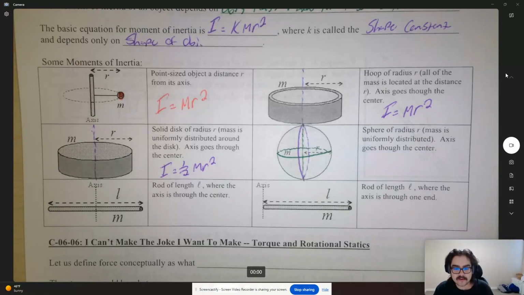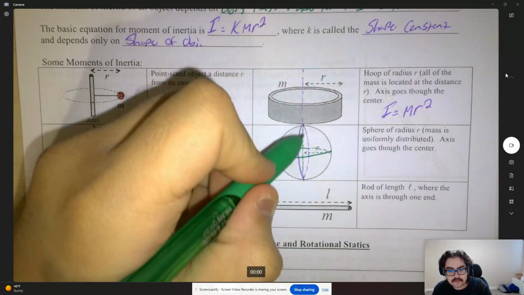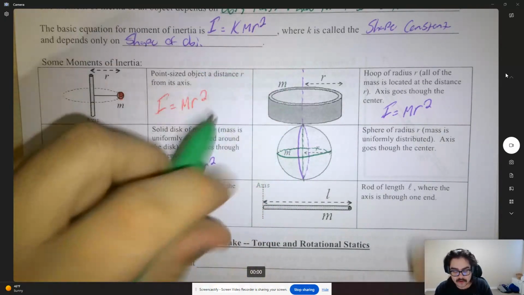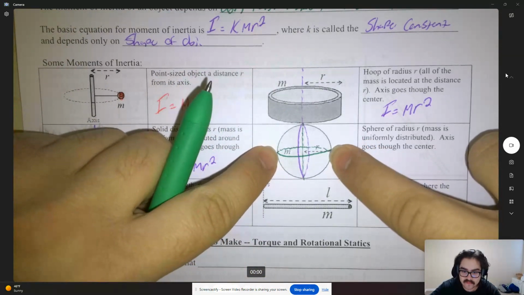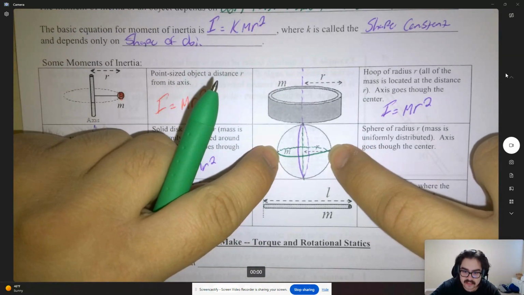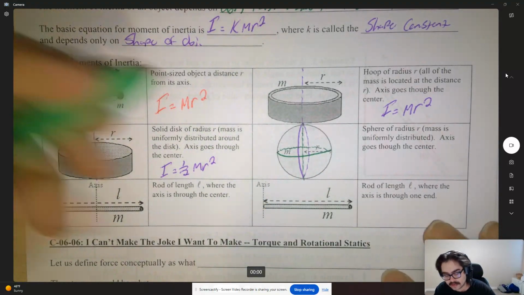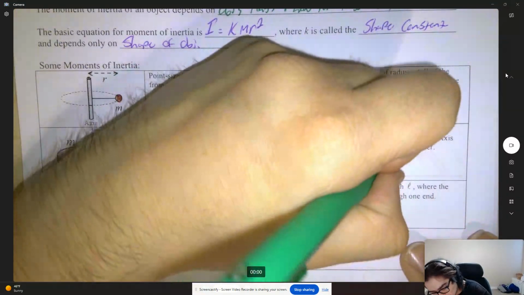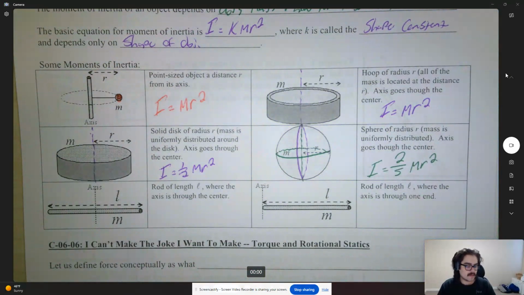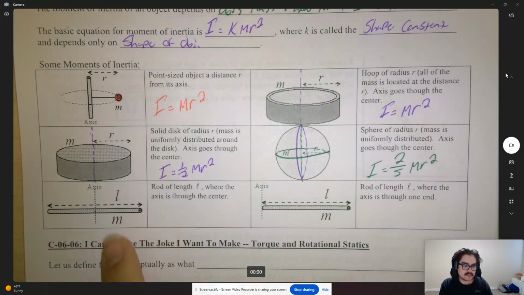It's a three-dimensional sphere, and the axis goes through the center. You notice that again the mass is uniformly distributed, but the only pieces of mass that are furthest away from the axis are right here at the very end. So it does not have so much rotational inertia. I equals 2/5 mr squared.